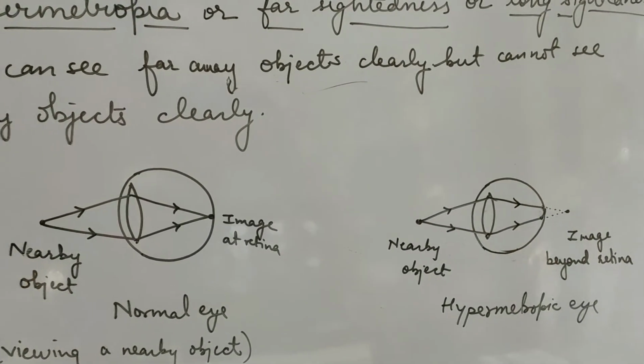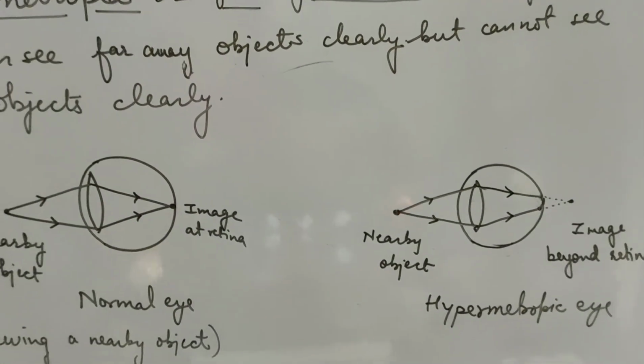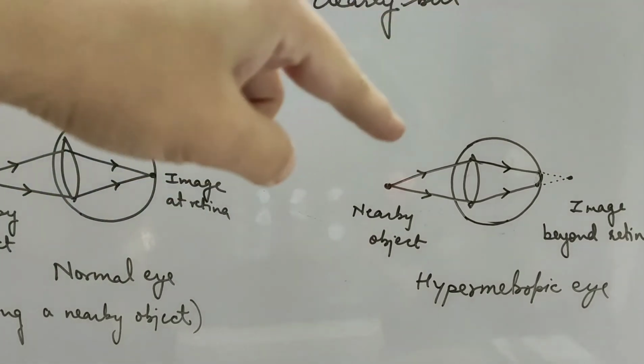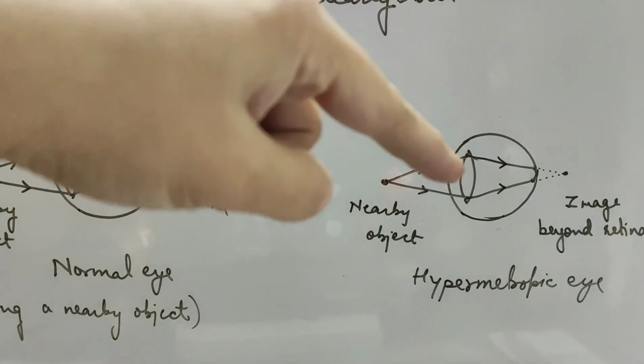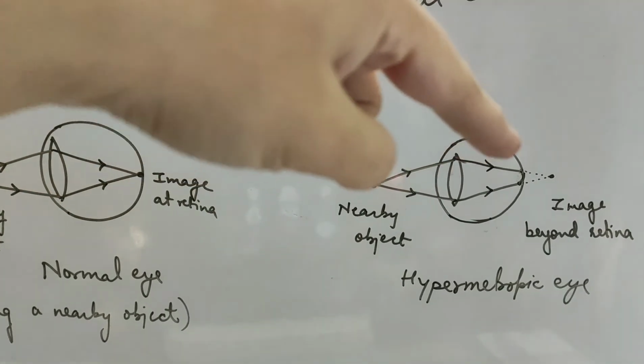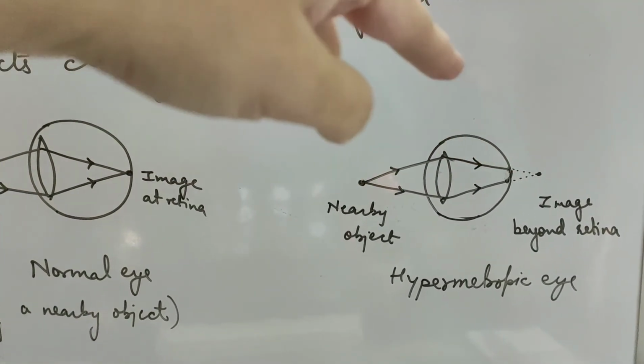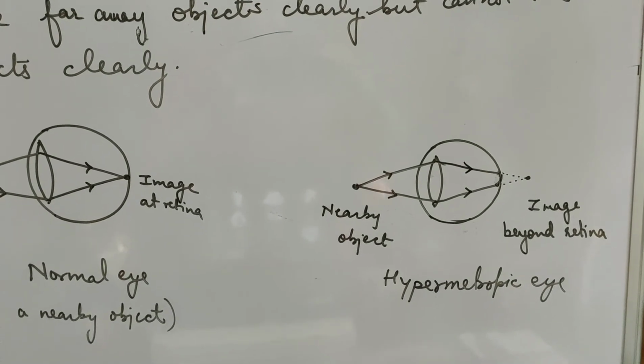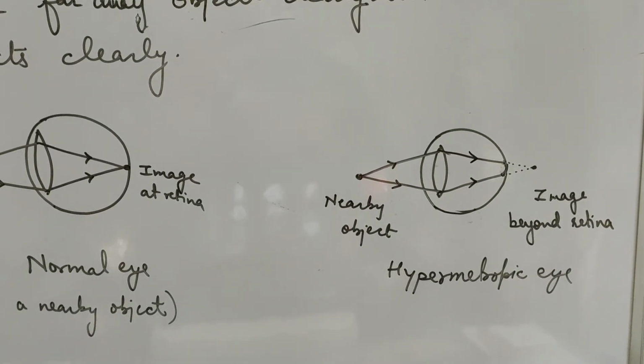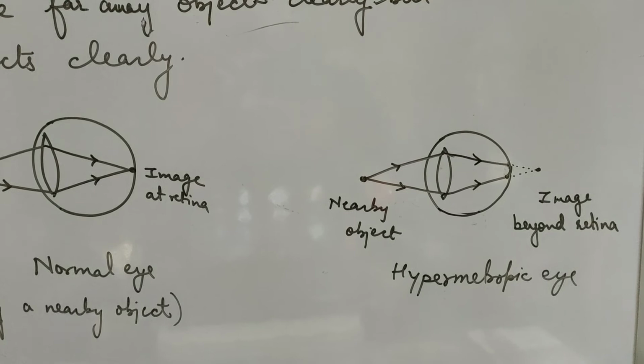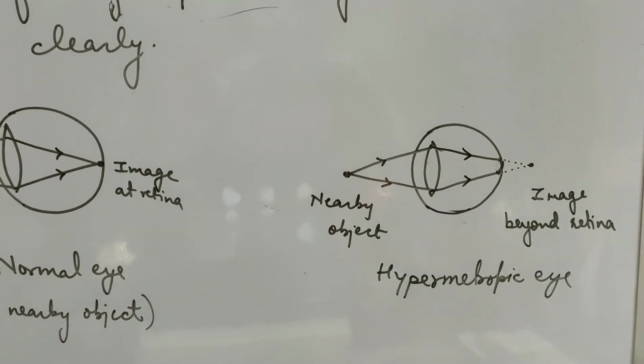The same object when is placed in front of a hypermetropic eye, the light rays will fall on the eye lens and the eye lens will not be able to converge these light rays at the retina. Okay, you can see the light, if I produce forward, it will converge and form an image beyond the retina. So that is a hypermetropic eye.